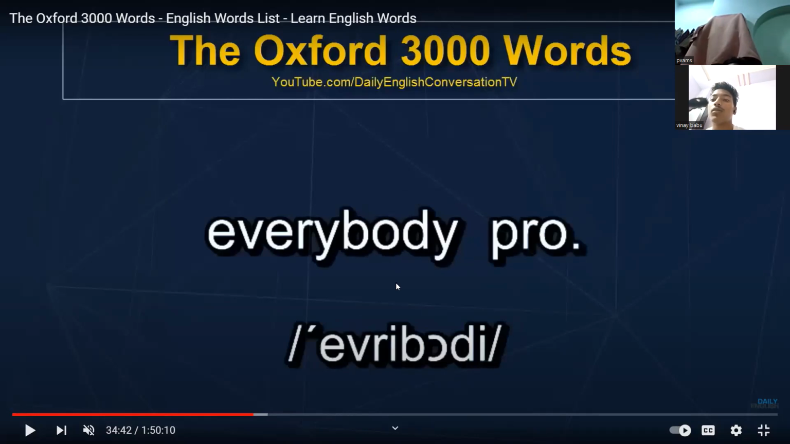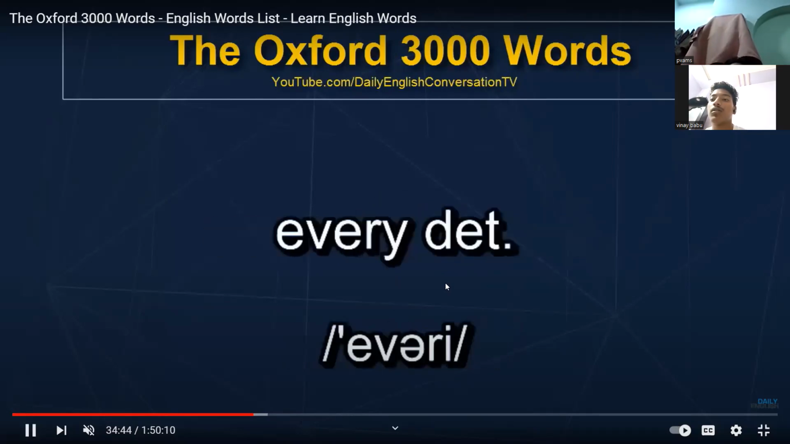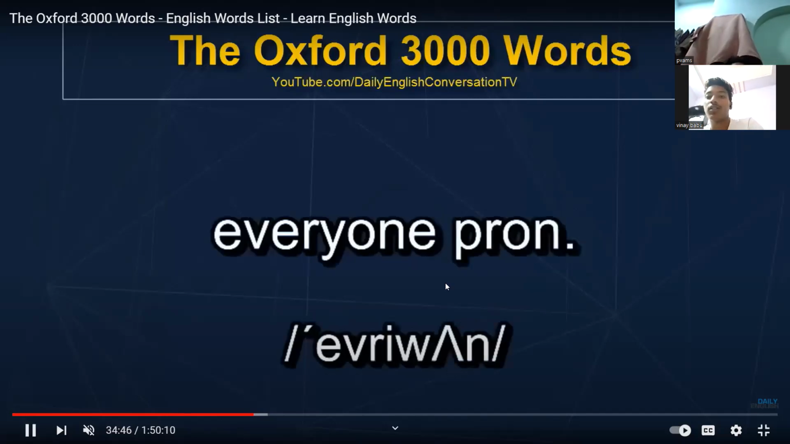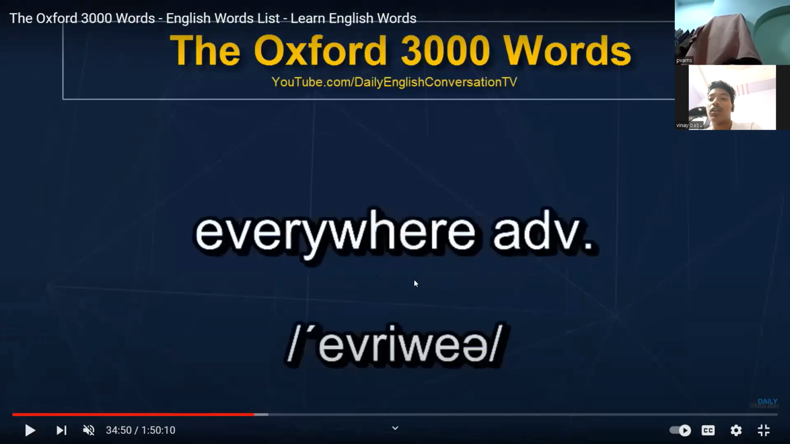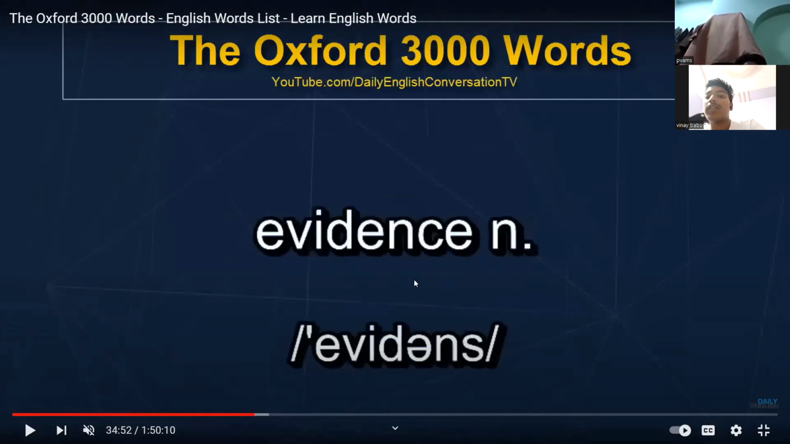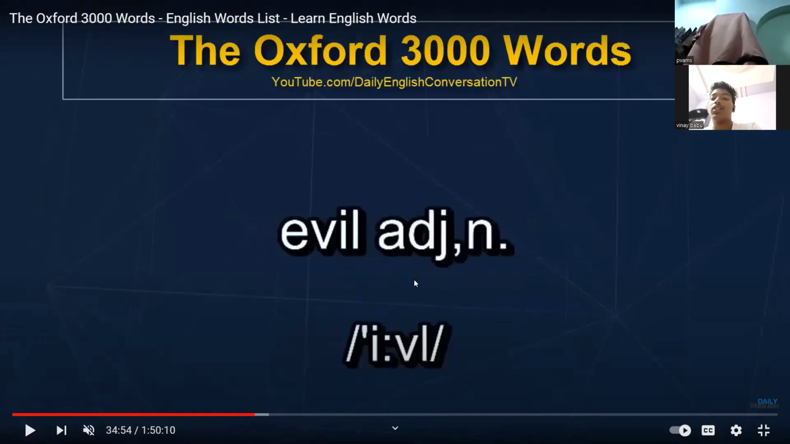Everybody, pronoun. Every, determiner. It is called a determiner. It's an adjective, it's a determiner. Everyone, pronoun. Everything, pronoun. Everywhere, adverb. Evidence, noun. Evil, adjective or noun.